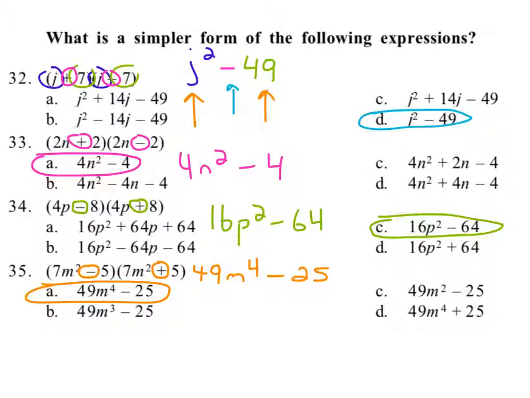These are really straightforward and easy ones if you can just recognize that type of special case, exactly the same except different signs in the middle. Square the first term, square the second term, and separate them with a subtraction.